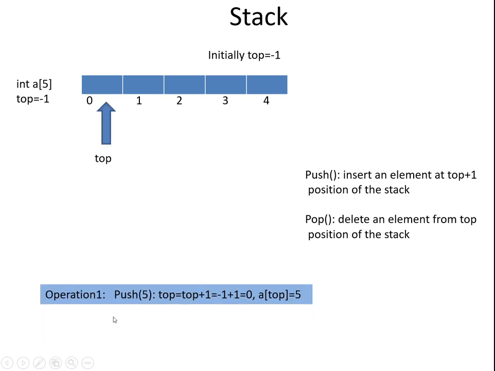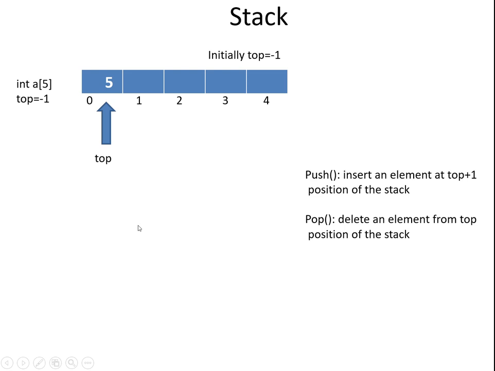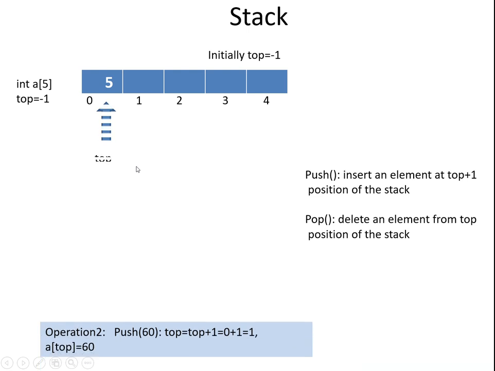So operation 1, push 5. We have to push 5. So now top is equal to top plus 1. Initially top is equal to -1, and we perform top is equal to top plus 1. That means the top is at position 0. So at this position 5 will be inserted.